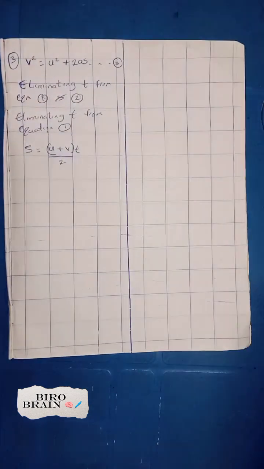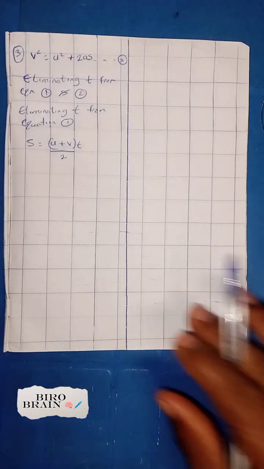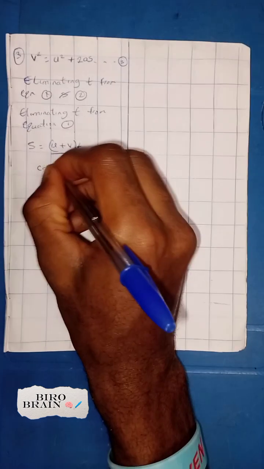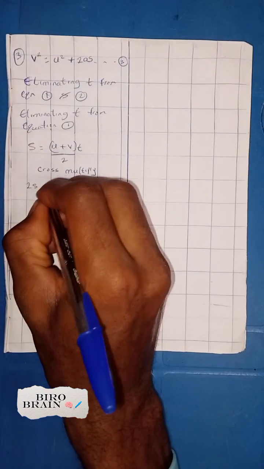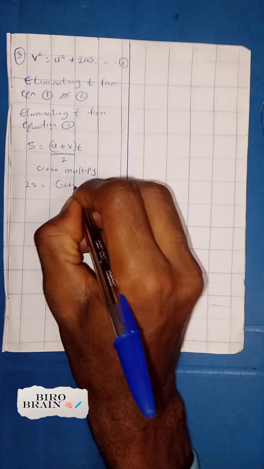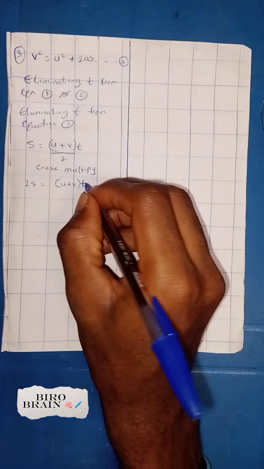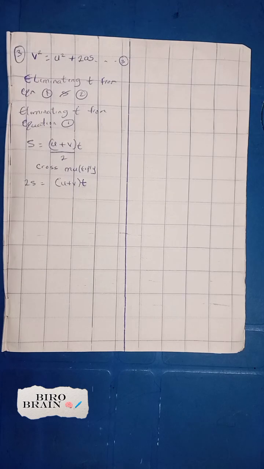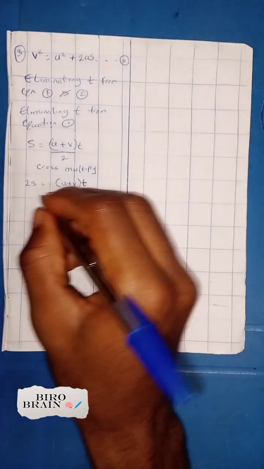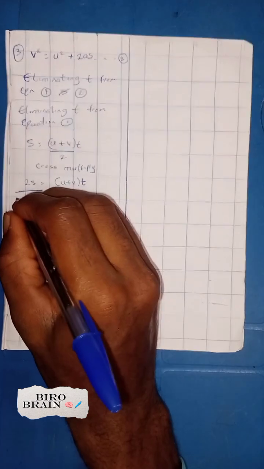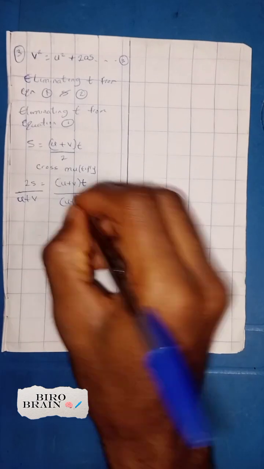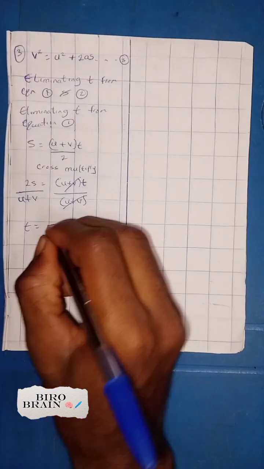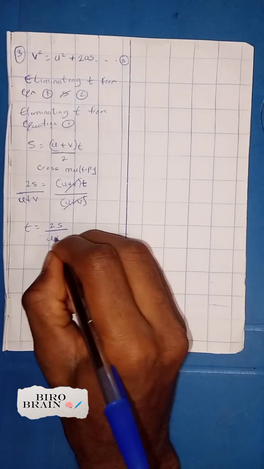Eliminating t, the first thing we can do is cross multiply. So when we cross multiply, we'll have 2s is equal to u plus v, close bracket, t. So making t the subject of the formula, divide both sides by u plus v. When we divide both sides by u plus v, this cancels this, and we're left with t is equal to 2s over u plus v.